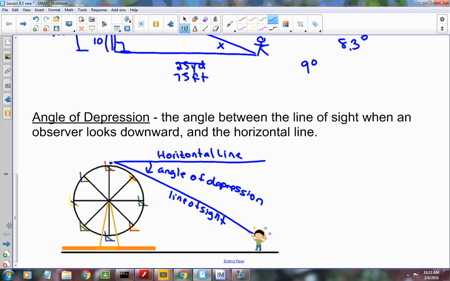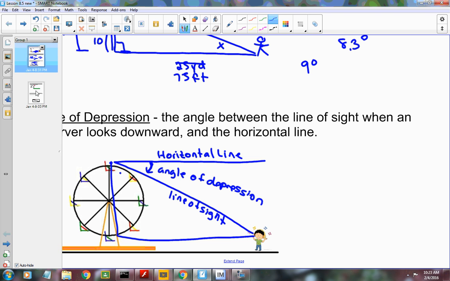Now, inevitably, people always try to make this right here the angle of depression, but it is not. Your angle of depression has to be made by your horizontal line and your new line of sight. So it has to be this one. It can't be this one down here. Okay? It can't be that. It has to be this right here. So it has to be created by the horizontal line and your new line of sight.